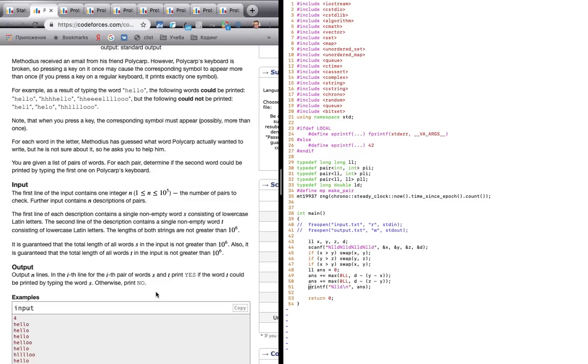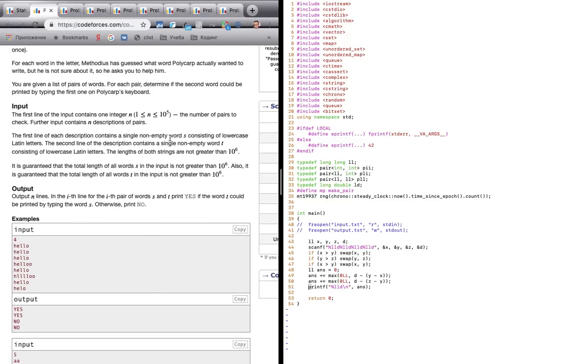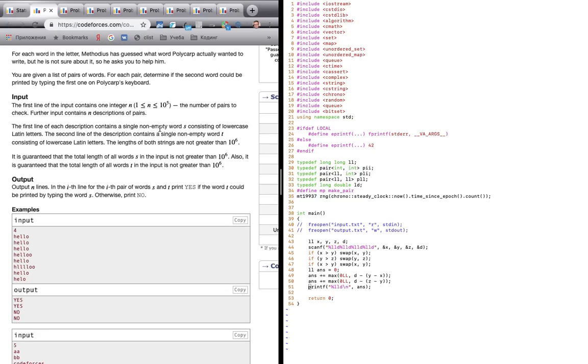So we have some broken keyboard. When we press a button, it prints at least once, maybe more than once. Okay, so we have some independent queries. We have to check if the second word in the pair can be printed when we use the given keystrokes and our not very good keyboard.